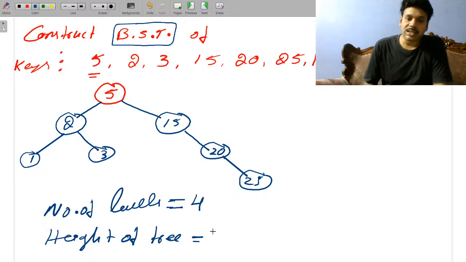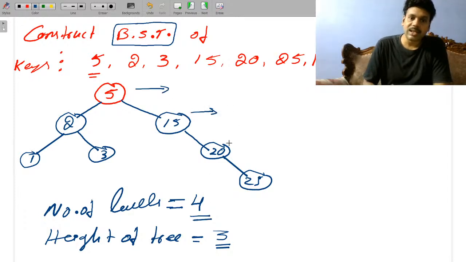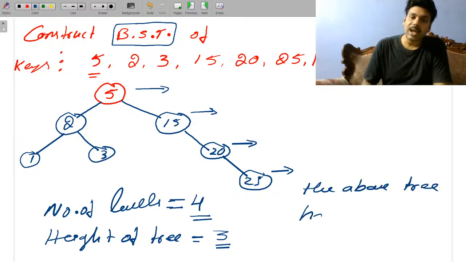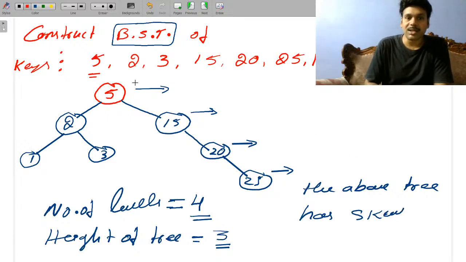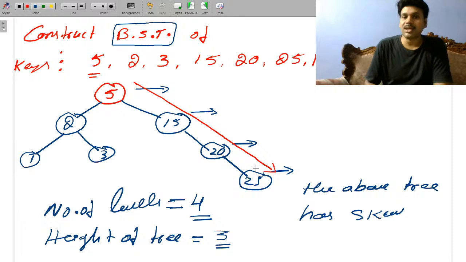So height of the tree is nothing but number of levels minus 1, that is nothing but 3. Your number of levels are 4. This is a level, and this is the next level, and this is the next level. And you observe carefully that there is a skew. What is a skew? The tree is not balanced. It is going like this. We don't have a key here, here, or here. These are the main drawbacks of your binary search tree.